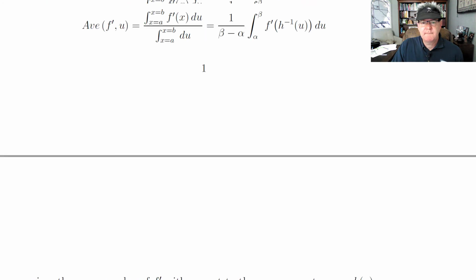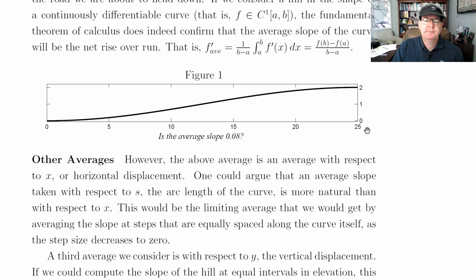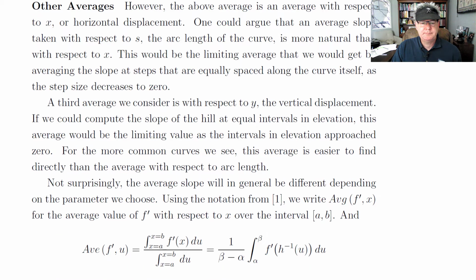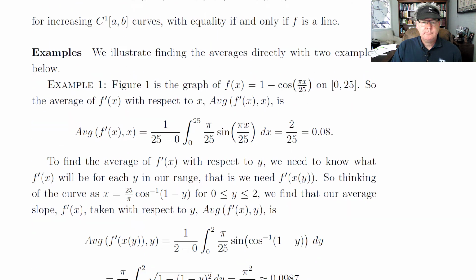this first curve is 1 minus cosine of pi over 25x. We're going from 0 to 25 in x, 0 to 2 in y, so change in y over change in x is 2 over 25. So that'll be the average slope with respect to x. And we can see that.